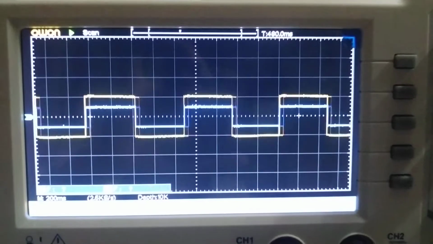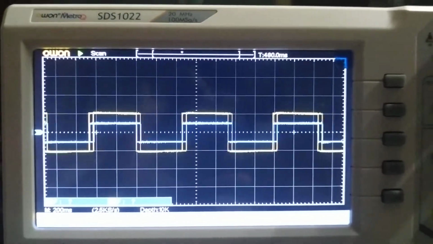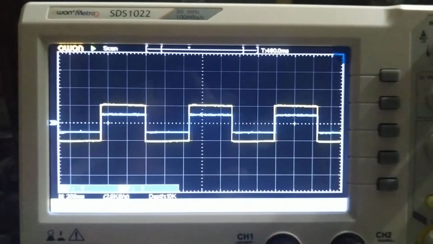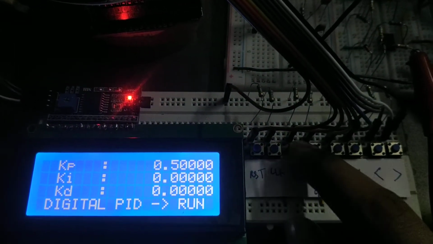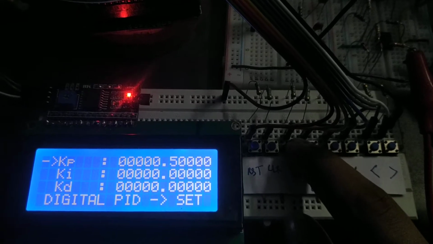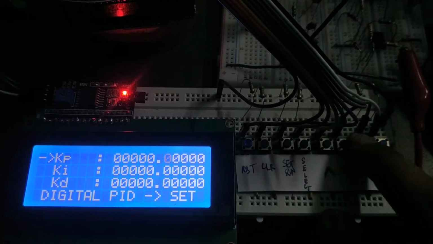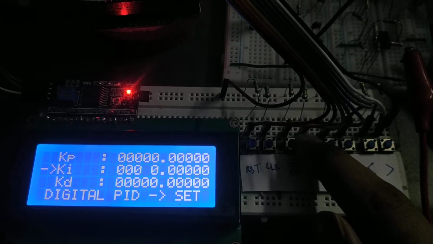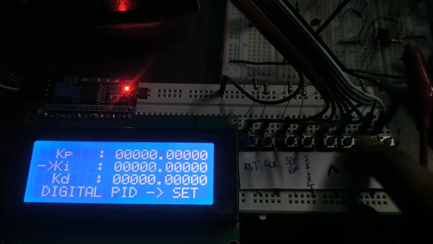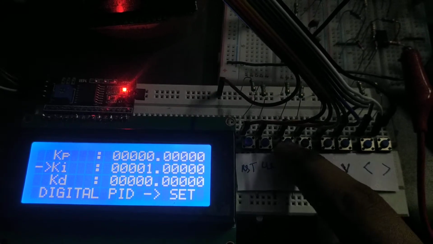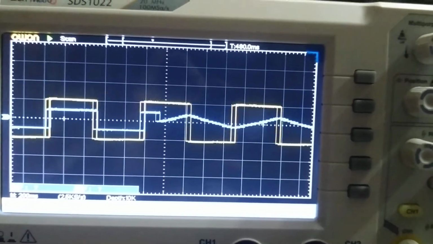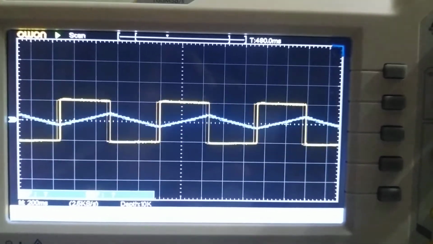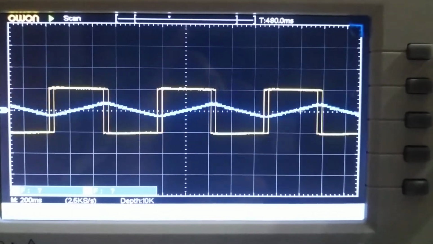Now we will see the integrator, the I mode. Now when the input is square wave and I value is 1, we will reset the Kp. Now when I equals to 1 and we run it, we will get a triangle wave. Now integrating the square wave will give us a triangular wave.